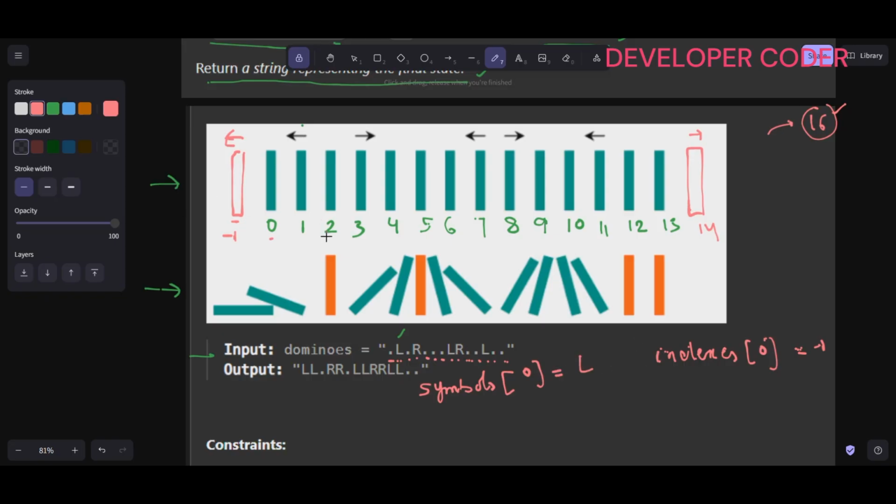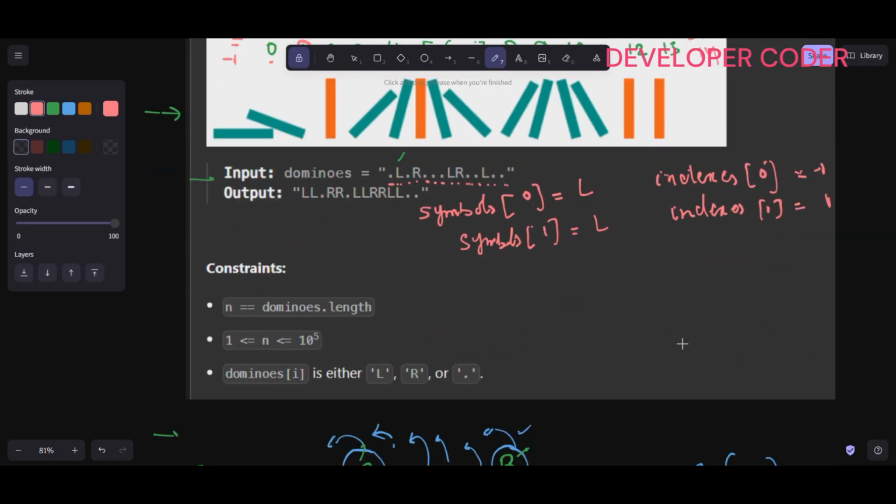And here the movement is to the left side. Then after that there is one movement here. So next movement: indexes of 1, and the movement is at this 1 index, and symbols of 1 is to the L side. So this is how we have to fill this completely.